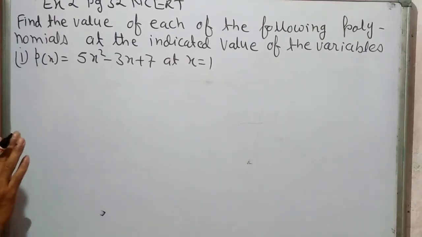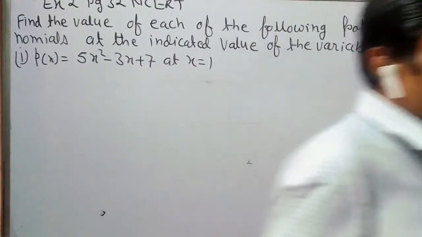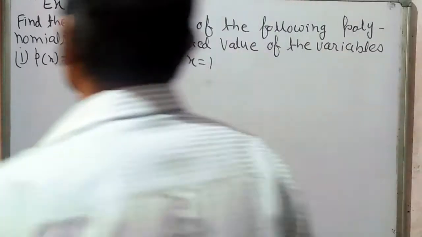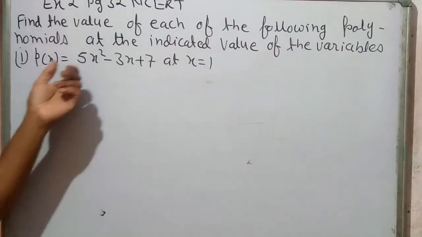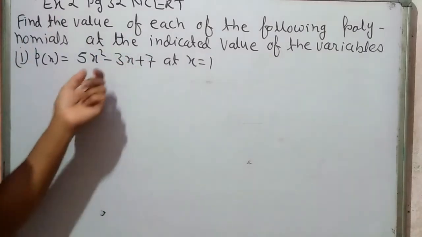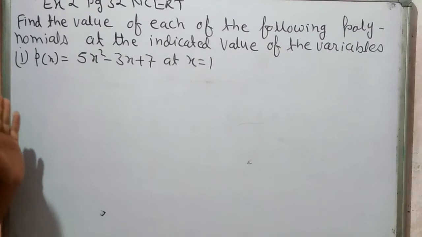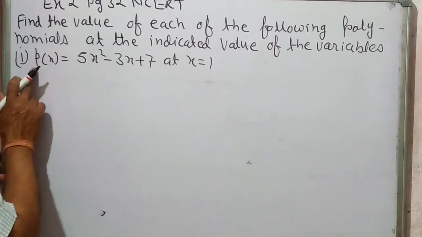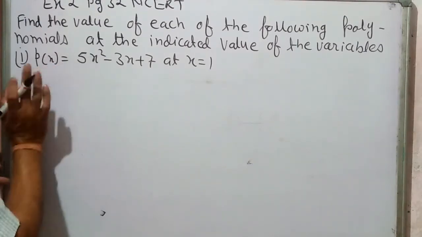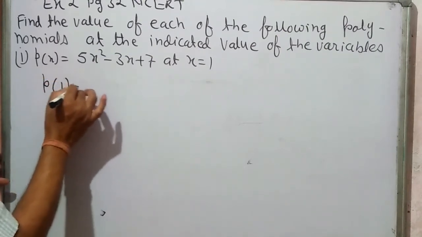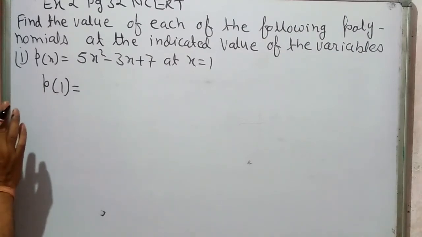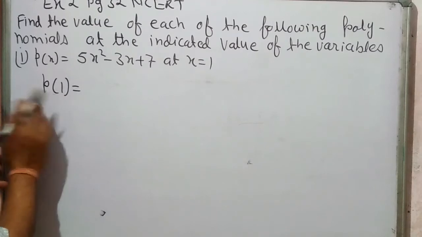Example number 2 at page 32 in your NCERT textbook is: find the value of each of the following polynomials at the values of the variables indicated against them. The first part is the polynomial in x, p(x) is 5x square minus 3x plus 7, and we have to find the value at x equals 1. When we were understanding concepts, we understood that in this p(x), we have to put x as 1. So how shall we write this? We'll write this as p(1), the value of the polynomial at variable equals 1.